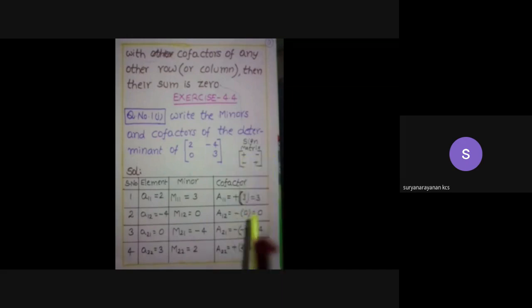So minus is a minor here. Simplify these numbers, we get 0. Is it clear, my children? Right. Now come to the third element. What is the third element? 0. It is in the second row and first column.